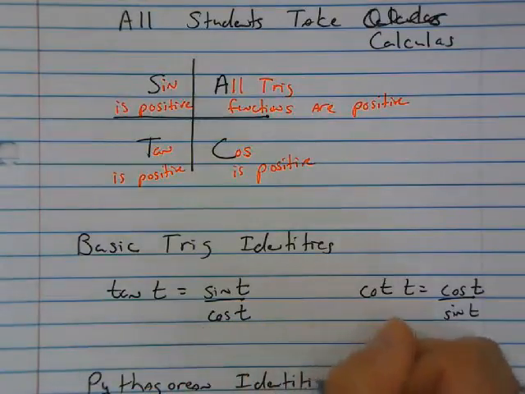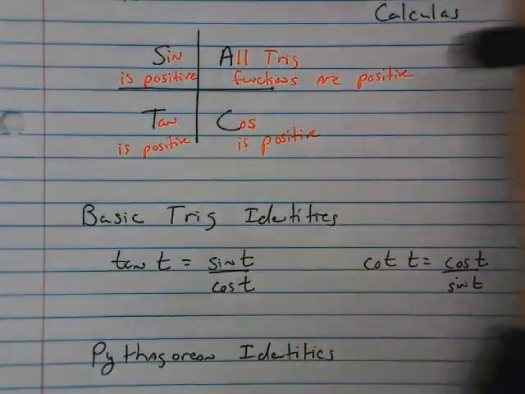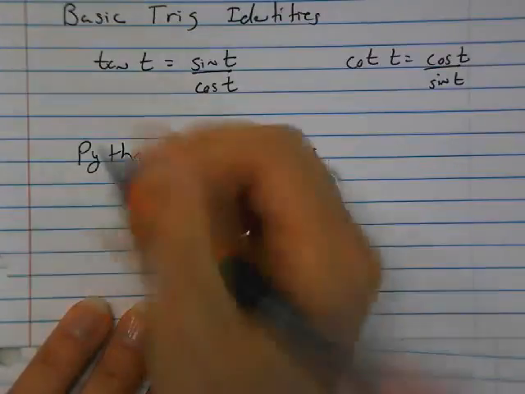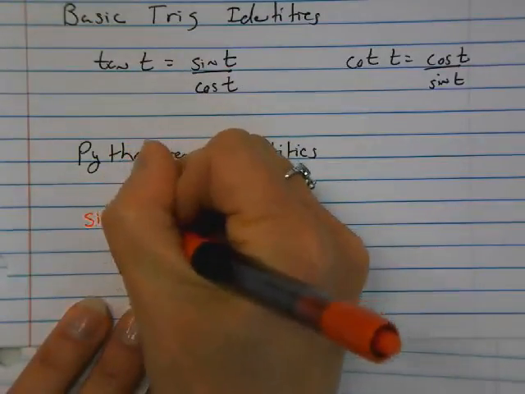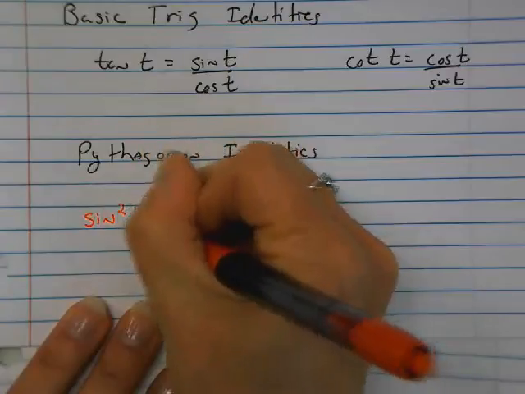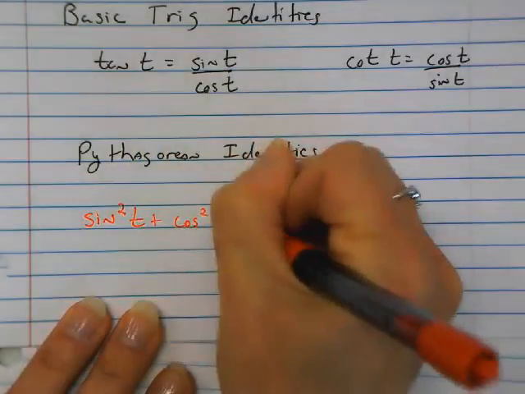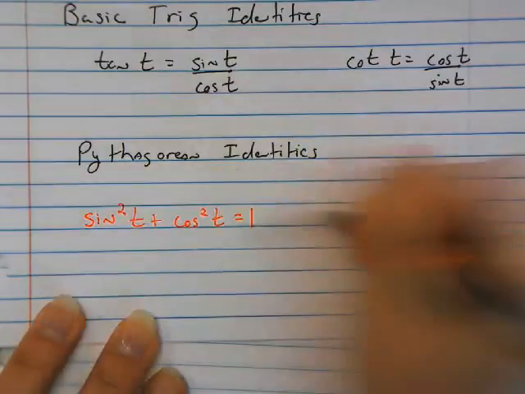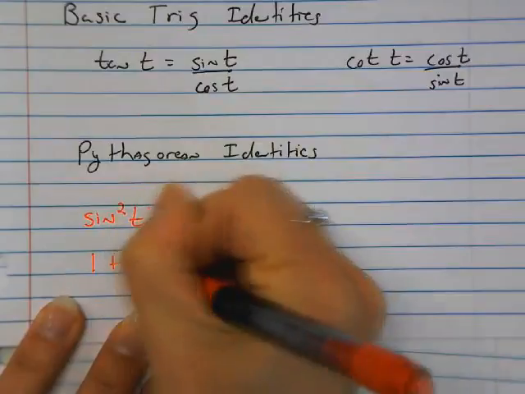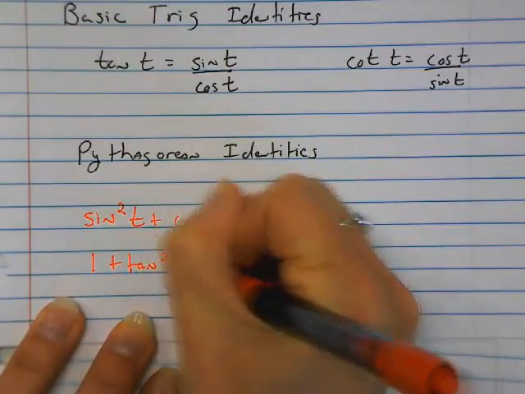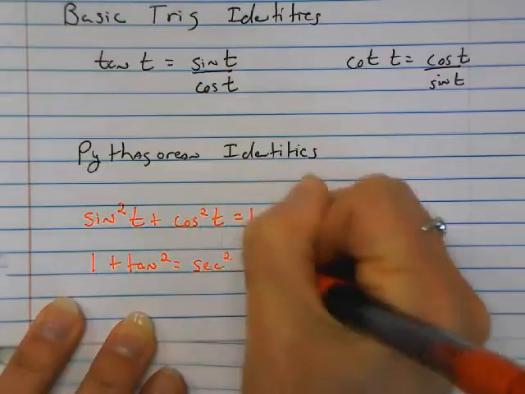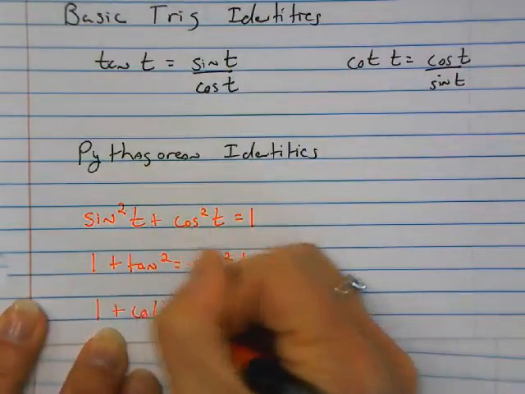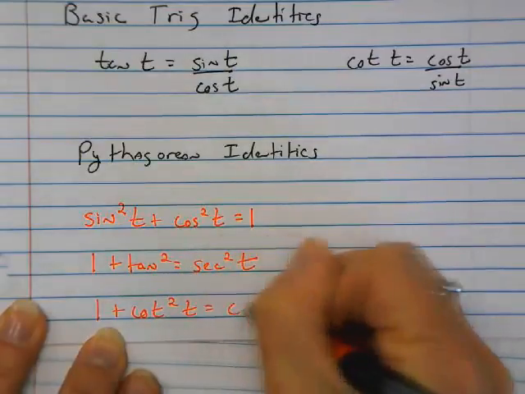So there are 3 of them, and this is where we'll end. I have sine squared t plus cosine squared t equals 1. The next one is 1 plus the tangent squared t equals the secant squared t. And the last one is 1 plus the cotangent squared t equals cosecant squared t. This is the one that I expect you to memorize. The other guys, we will use them as we need them.